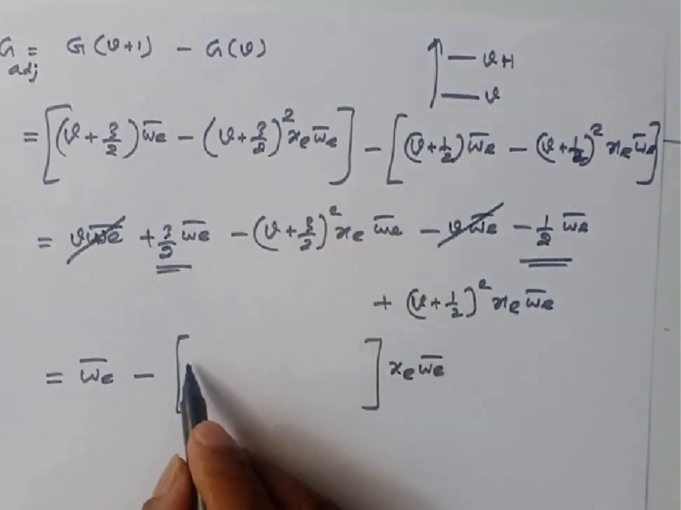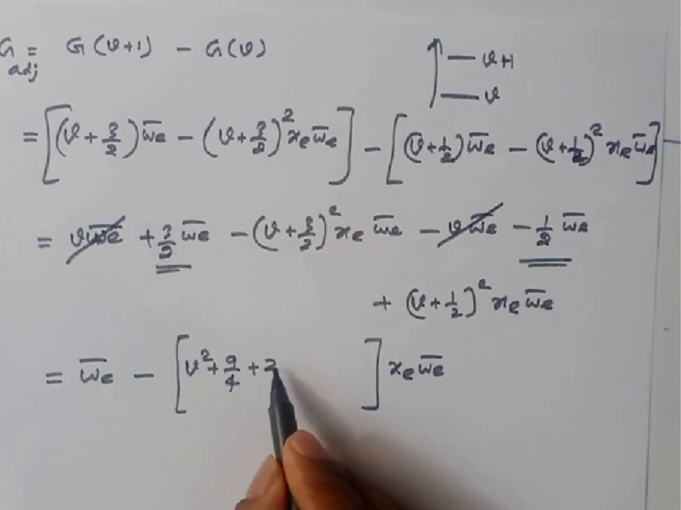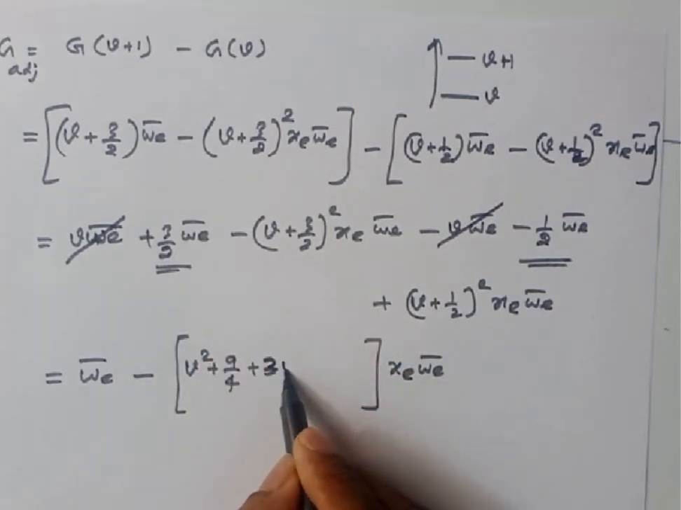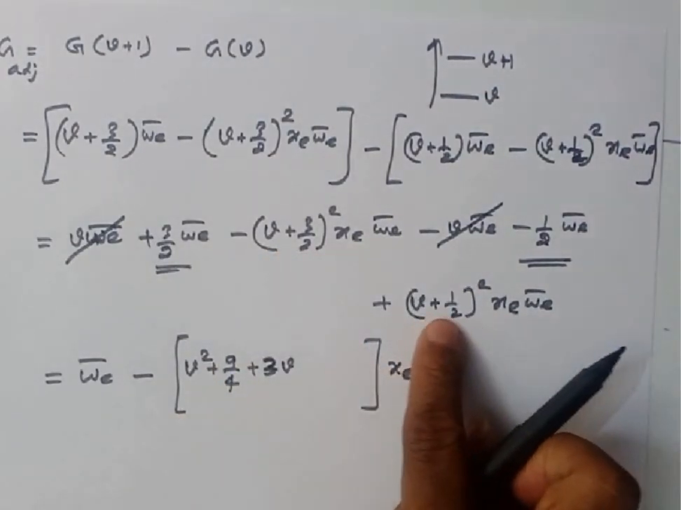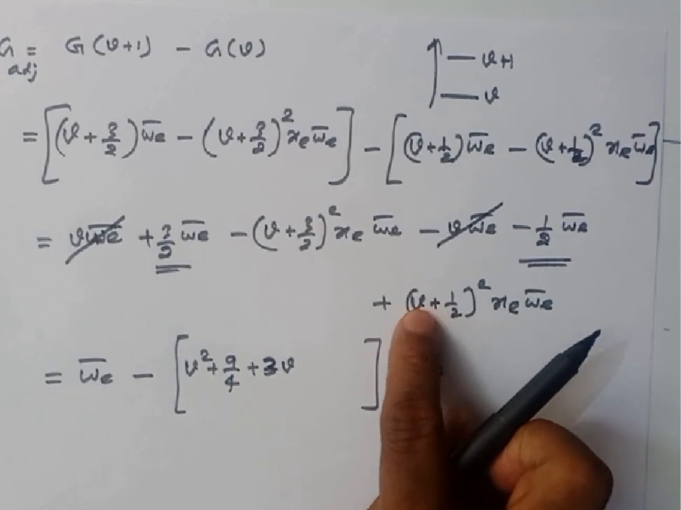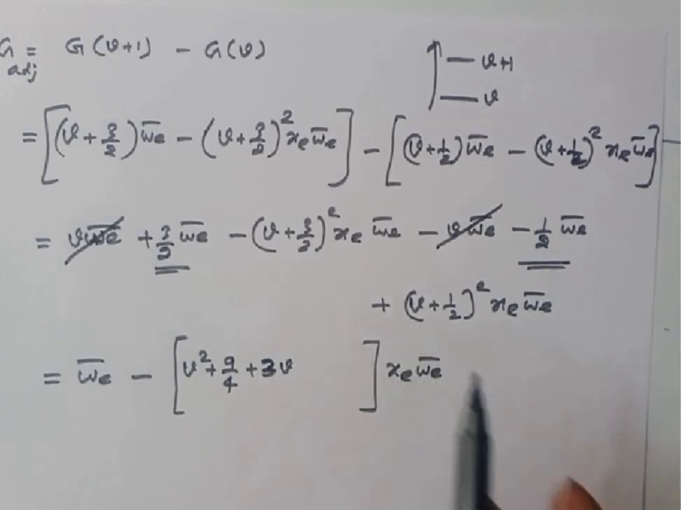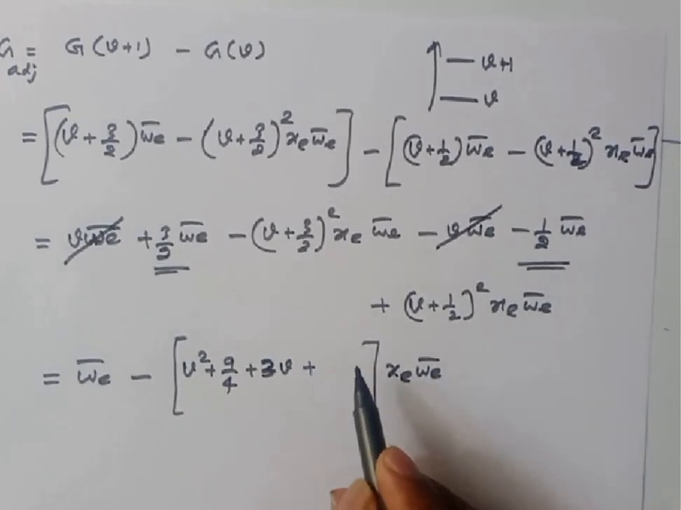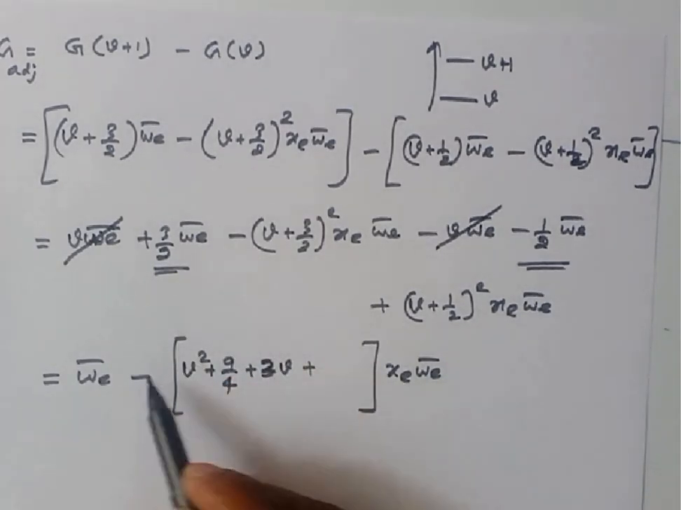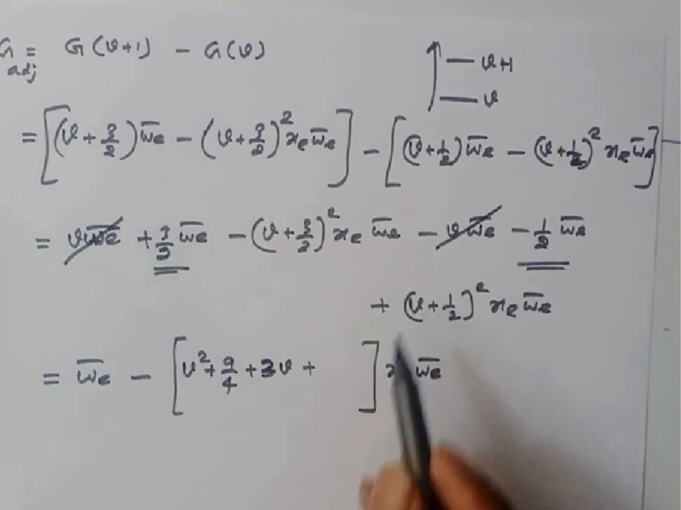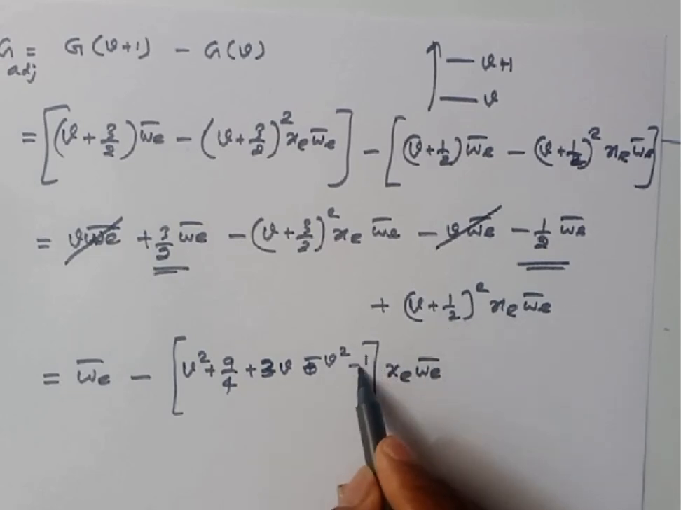I'll use the A plus B whole square formula. So A square plus B square plus 2AB, 2 cancels, so we'll get 3V. If I expand this by the A plus B whole square formula, I'll get A square, that is V square, but we have a minus sign in front. I'm sorry, I'll take minus as common, therefore this becomes minus, so you have to multiply by minus everywhere, right? So minus A square, minus 1 by 2 square is minus 1 by 4.